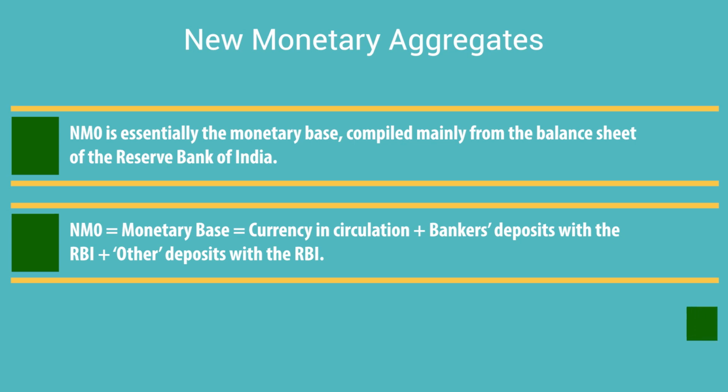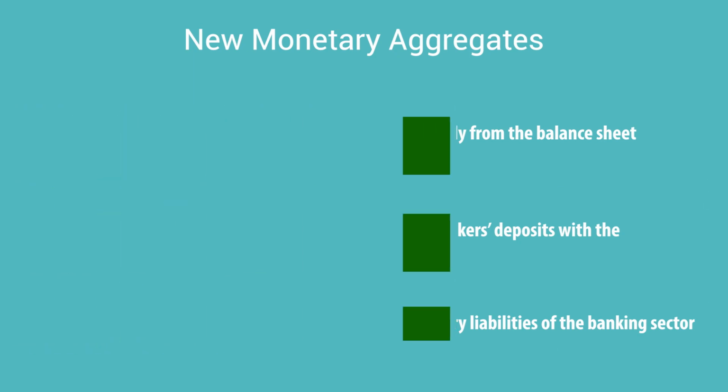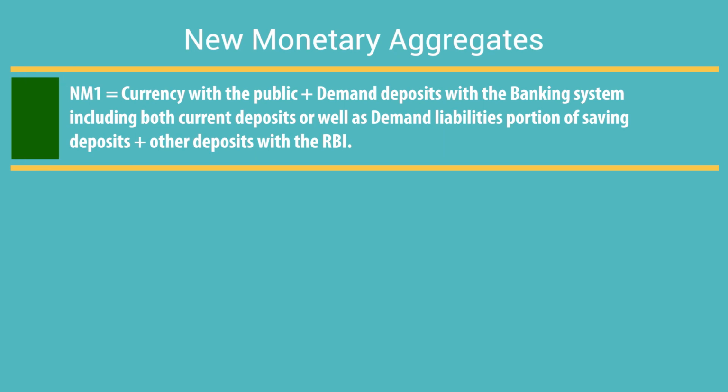Next, we have NM1, the new monetary aggregate 1. It purely reflects the non-interest bearing monetary liabilities of the banking sector. So, NM1 is equal to currency with the public plus demand deposits with the banking system, which includes both the current deposits as well as the demand liabilities portion of the savings deposits, plus other deposits with the RBI.